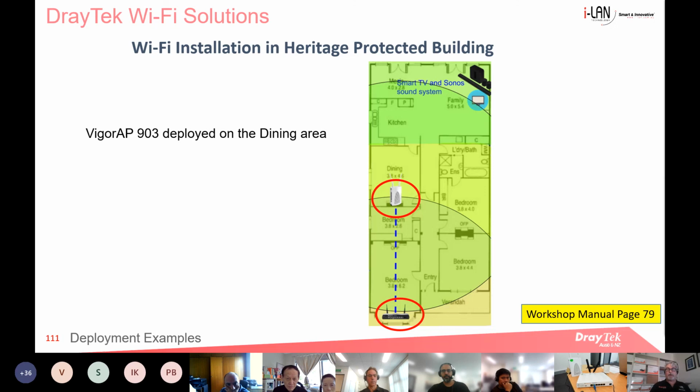A Vigor AP 903 was deployed in the dining room and it covered most of the house, but the entertainment area down the back was still struggling. The signal strength measured there was -70 dBm, which was too weak to improve on. In addition, there was a blind spot in one of the bedrooms, so it required another AP 903 set up as a mesh node. The router was set up as the mesh root.